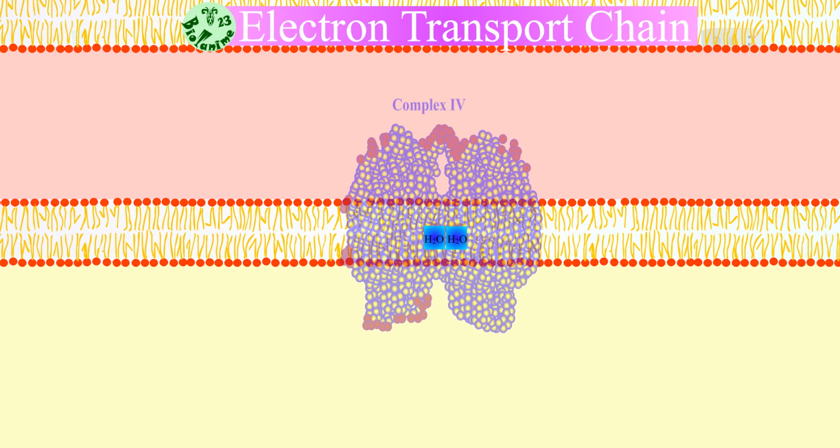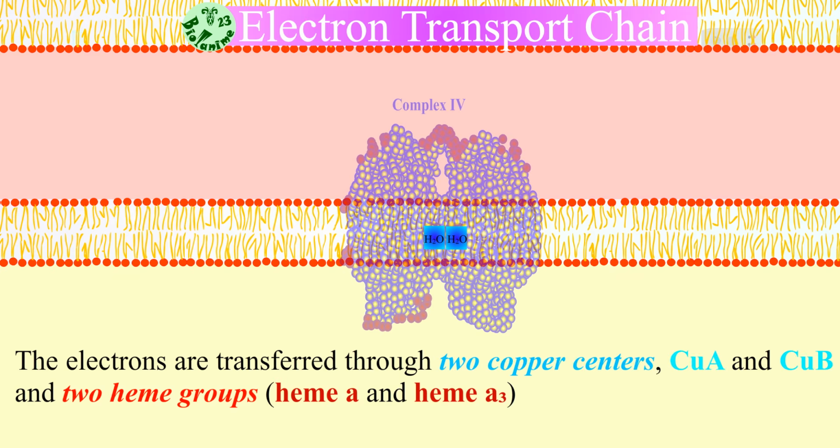Since one oxygen molecule requires 4 electrons to be completely reduced, 4 cytochrome C molecules, each carrying 1 electron, successively donate their electrons to complex 4. Within complex 4, the electrons are transferred through 2 copper centers, copper A and copper B, and 2 heme groups, heme A and heme A3. These metal centers safely channel the electrons to oxygen while preventing the formation of harmful reactive oxygen species.